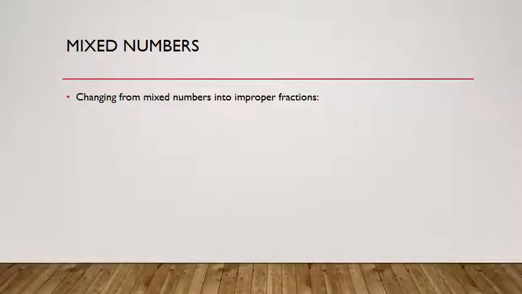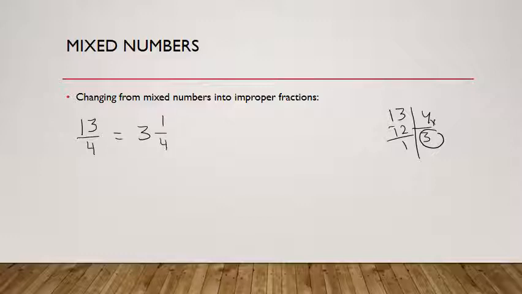Now we are going to learn how to change from mixed number into improper fraction and vice versa. For example, if I have 13 over 4, you know that this number is an improper fraction. Let us divide this number. 13 divided by 4 is 3. 3 times 4 is 12, and we subtract, it's 1. So this fraction is written as 3 and 1 over 4.